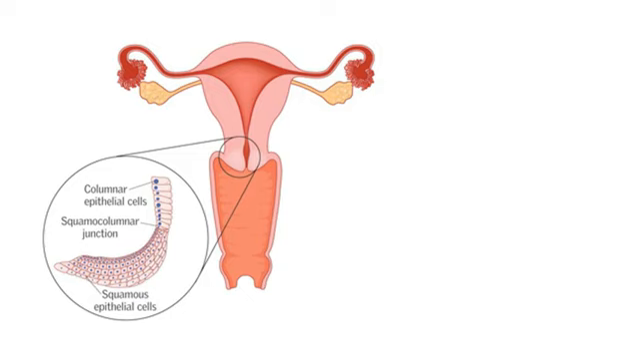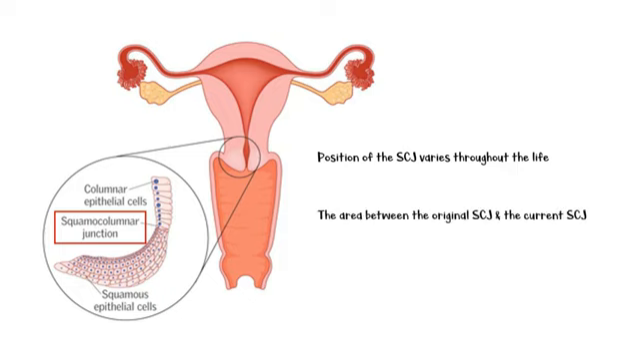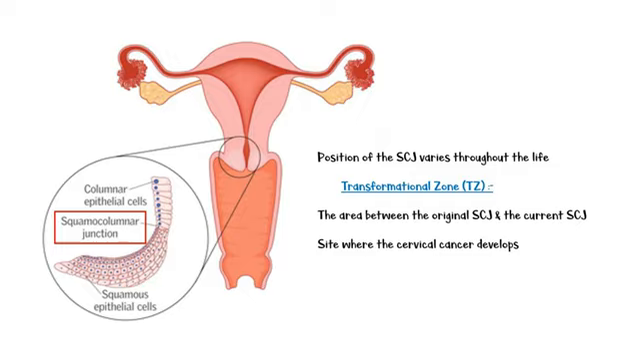The upper part of the cervix mostly consists of involuntary muscle, whereas the lower part is mainly fibrous connective tissue. The epithelium of the endocervix is columnar and is also ciliated in its upper 2/3. This changes to stratified squamous epithelium around the region of the external os, as you can see in this picture, and the junction of these 2 types of epithelium is called the squamocolumnar junction. The position of the squamocolumnar junction varies throughout life. The area between the original squamocolumnar junction and the current squamocolumnar junction is called the transformational zone, and this is the site where cervical cancer develops.